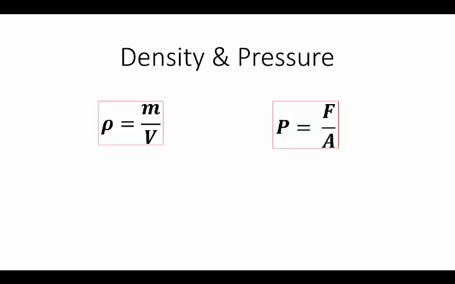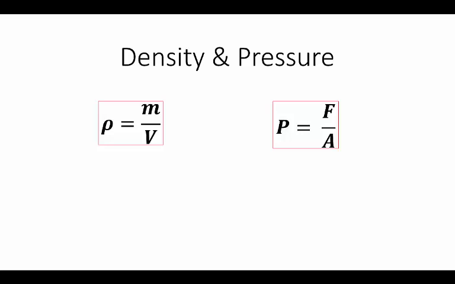So welcome back. Today we are going to talk a little bit about density and pressure. The density, rho, of an object is its mass per unit volume. The SI unit for density is kilograms per meter cubed. Density is also sometimes given in grams per centimeter cubed.